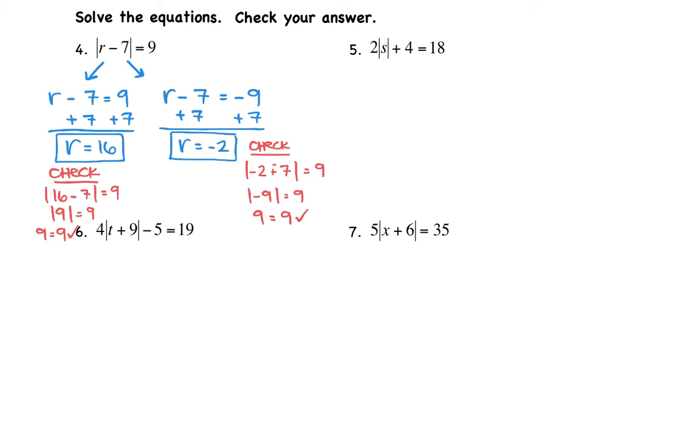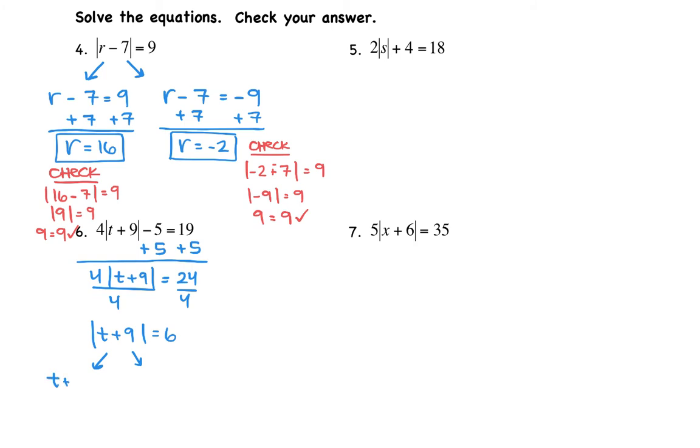All right, let's go ahead and skip 5 and go down to 6, and let's try this one together. As we start number 6, my first step is to get the absolute value part of the equation by itself. So to do that, I'm going to add 5 to each side to start. So that gives me 24. Then I'm going to divide by 4 on each side, and I get that the absolute value of t plus 9 equals 6. Now, the absolute value part of my equation is by itself, so I'm ready to split.